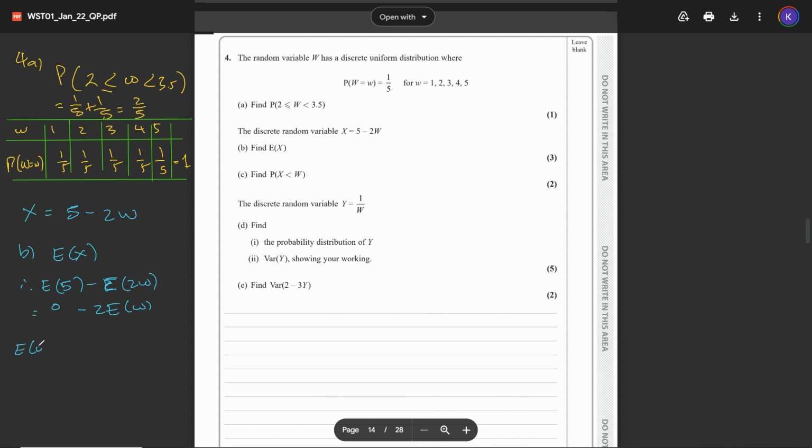The expected value of W is going to be given by 1 times 1 over 5 plus 2 times 1 over 5 plus 3 times 1 over 5, etc. You just take out 1 over 5 times 1 plus 2 plus 3 plus 4 plus 5. So if I add this up, 1 plus 2 is 3, plus 3 is 6, 10, 15. 15 times 1 over 5, 15 divided by 5, which is 3.